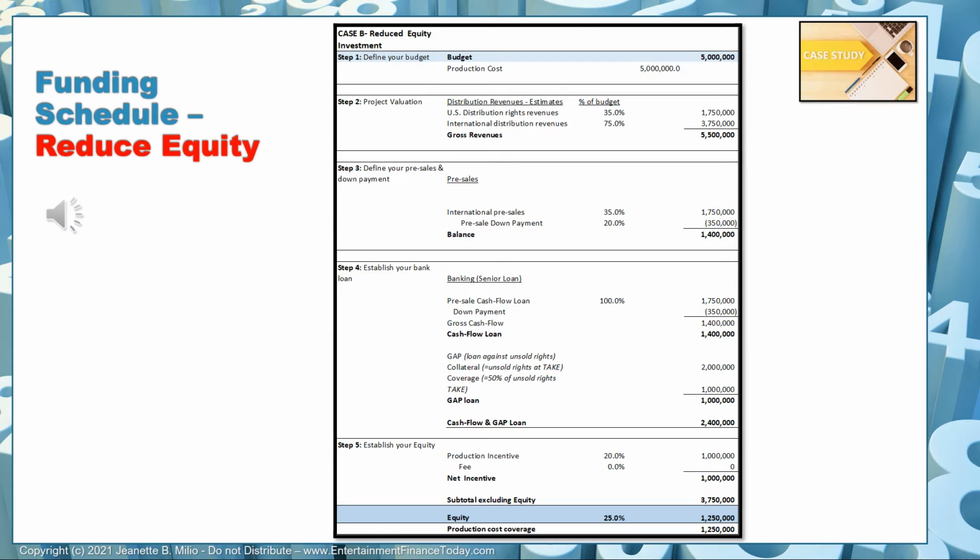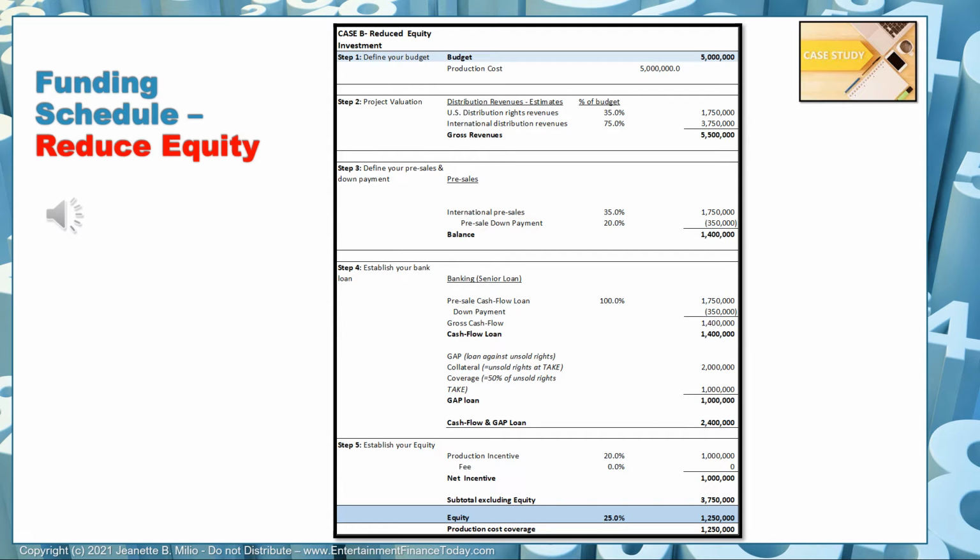But the bank will do something else. They don't just give us a loan for the pre-sale agreements. They will also give us a loan for the distribution rights they believe we can still sell. So what are those? If we have international distribution revenues estimated to be $3,750,000, and these are all the international rights that we can sell, and of those rights, we make pre-sales of $1,750,000, we are left with $2 million that we can still sell in distribution rights internationally.